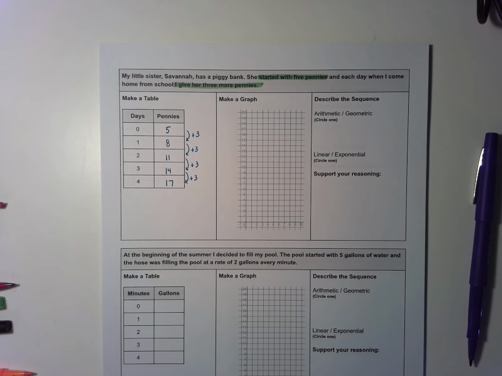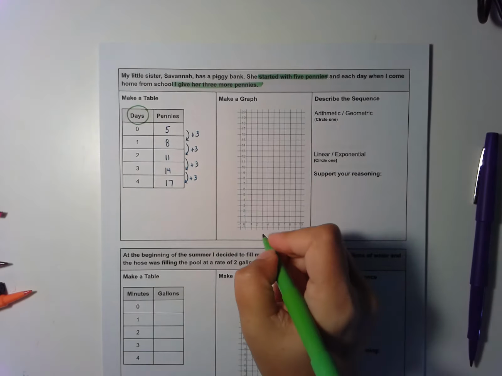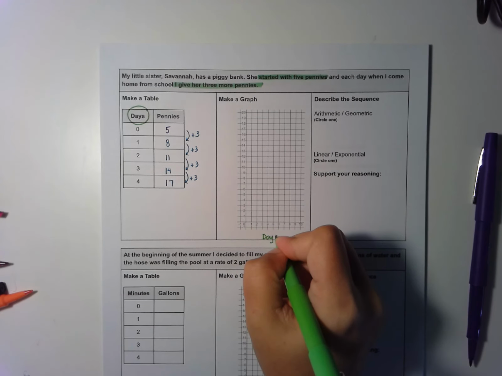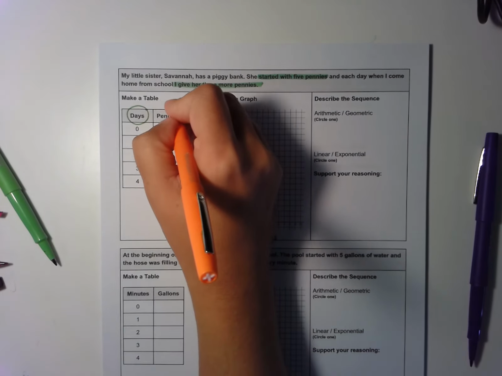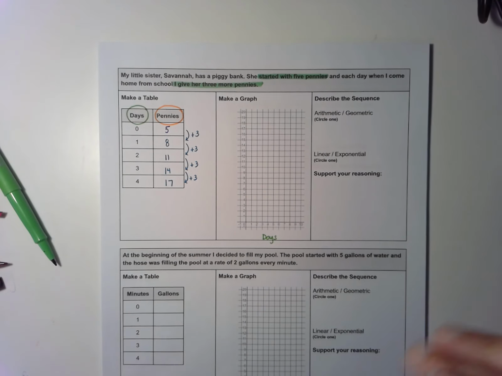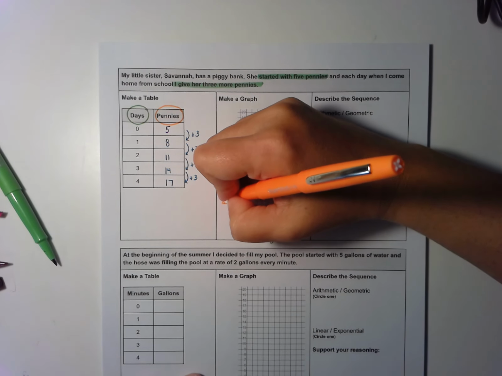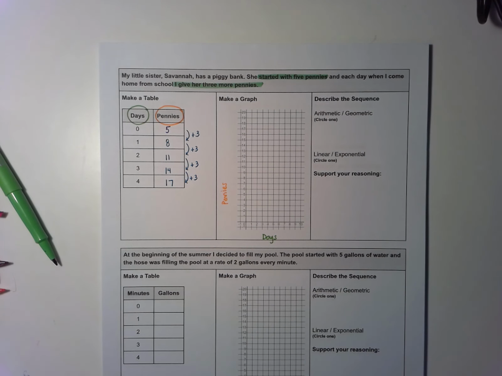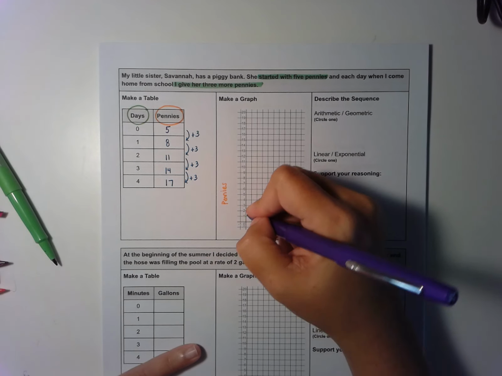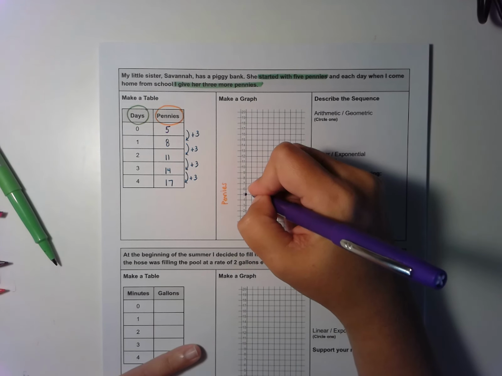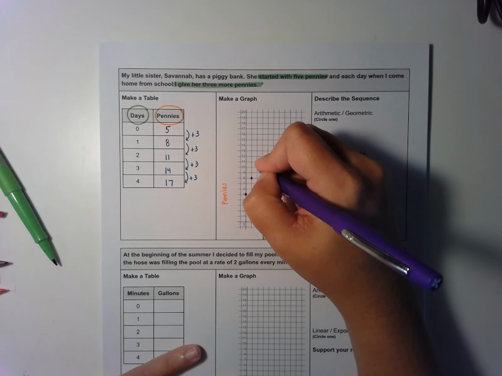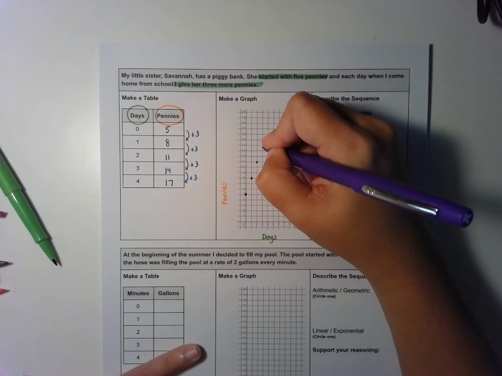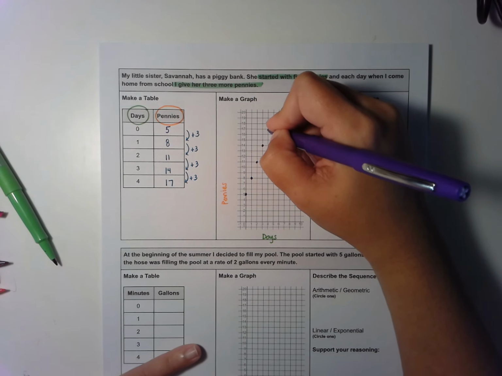Now, if I wanted to make a graph of this scenario, I need to start with some labels. So the inputs on this graph are days, which means the bottom here would be days. And the outputs on this graph are pennies, which means the label on the y-axis would be pennies. And if I were to graph these points, I would make a graph and it would look like this: (0, 5), (1, 8), (2, 11), (3, 14), (4, 17).